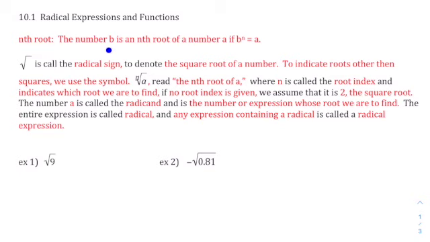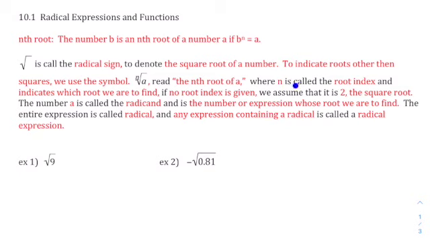The number b is an nth root of a number a if b to the nth power equals a. The radical sign is used to denote the square root of a number. To indicate roots other than squares, we use the symbol with n. Now notice that n is within the little check mark. This reads the nth root of a. Nth root of a.